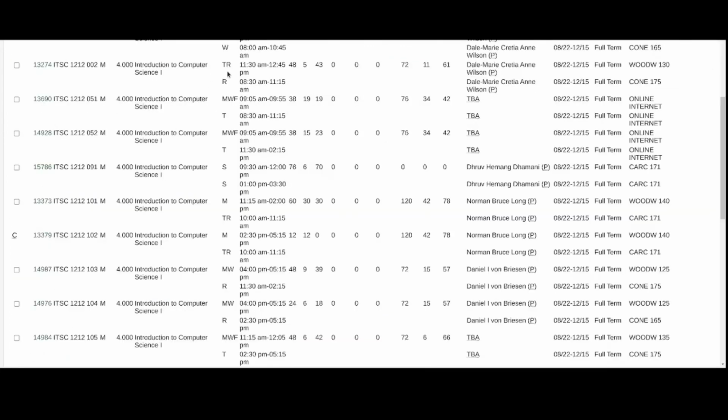So there are different ways of listing these kinds of lab courses in the course schedule. It can get a little confusing, so if you're looking at something and you're not sure, did I register for everything I need for this course, definitely reach out to an advisor and we'll be happy to help you.